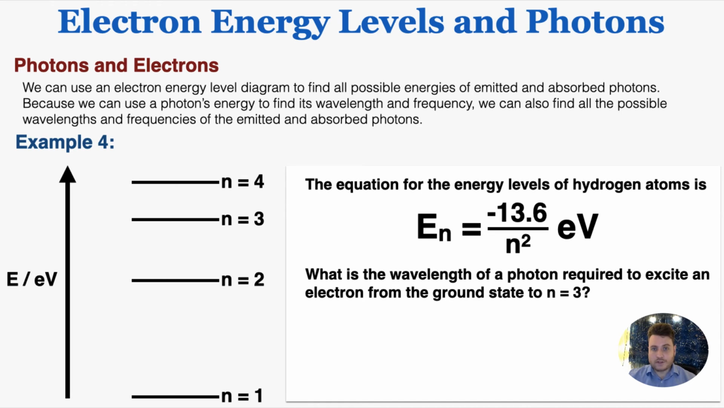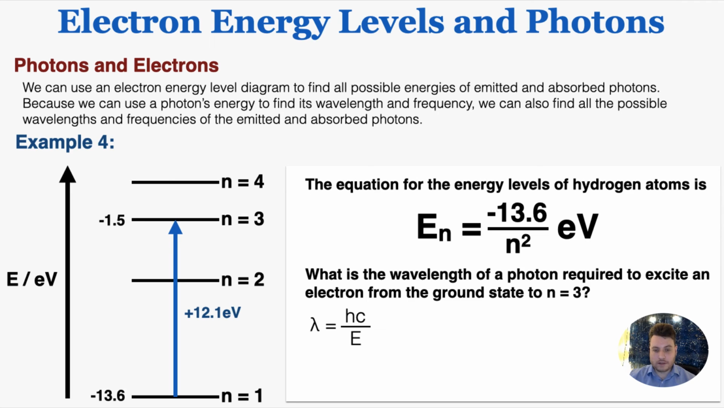I know that the ground state is just a code word for n equals 1. So to find the energy there, I just plug in 1 into n, and I find negative 13.6 electron volts. So that's the energy of the ground state. And the energy at the third level, I just plug in 3 into n, and I get an answer of negative 1.5 electron volts. If an electron is excited from the ground state to the third state, I can see that the change in energy is going to be positive 12.1 electron volts. So that's the required energy of a photon that needs to be absorbed to make that happen.